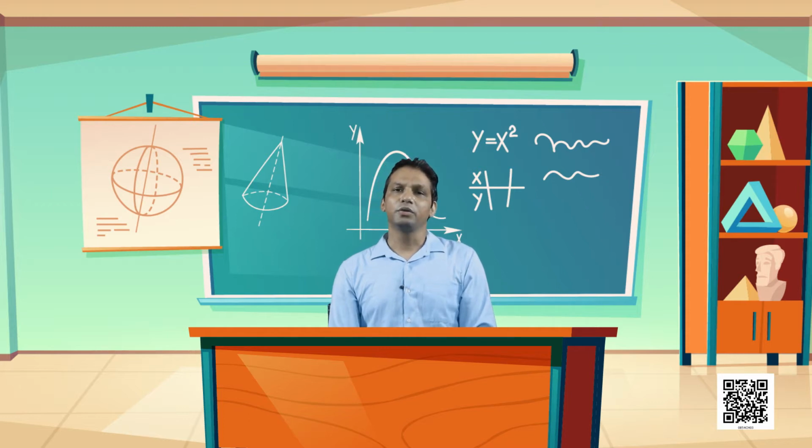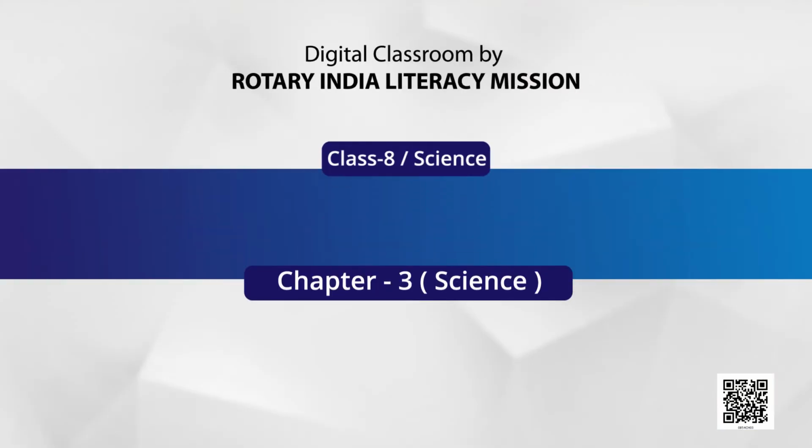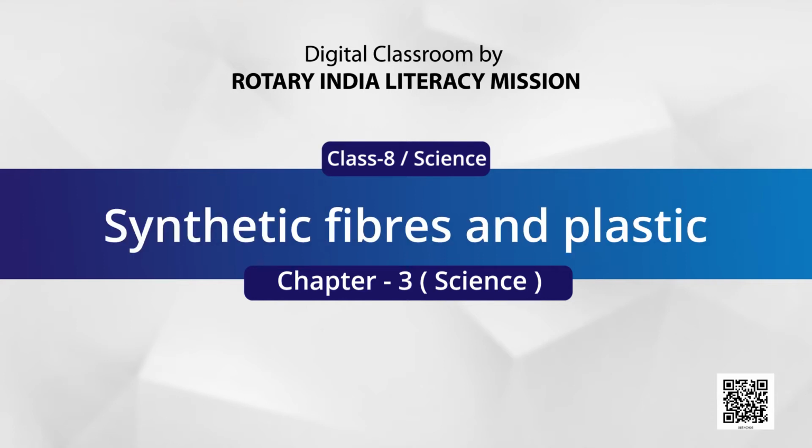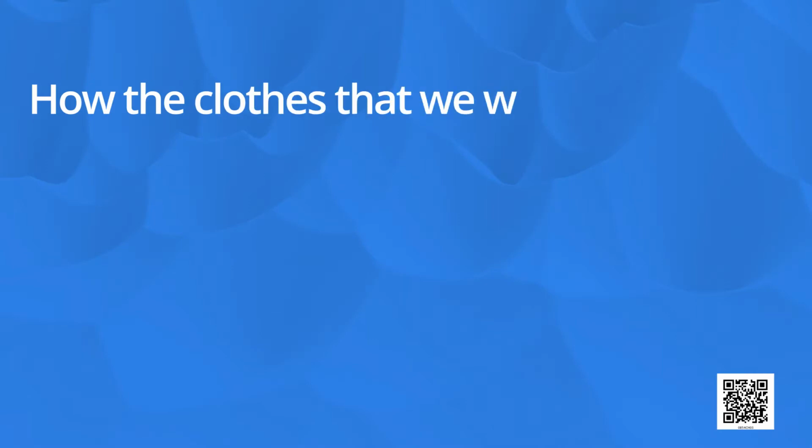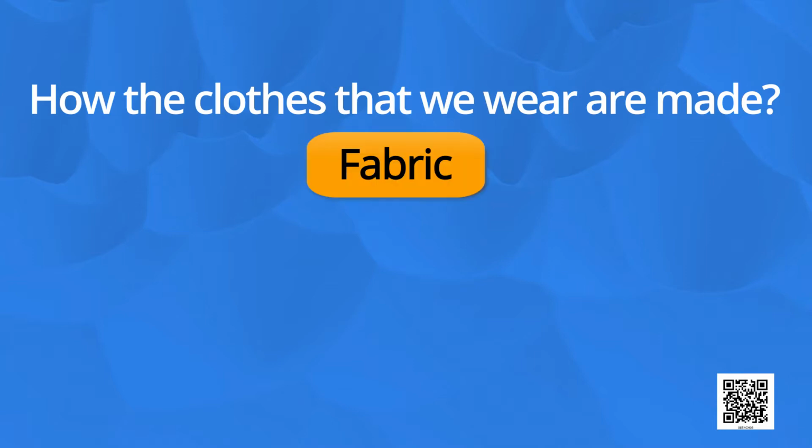Today we are going to take chapter number 3 of class 8 science, synthetic fibers and plastic. Before starting the chapter, let me ask you a few questions. Question number 1. Can you tell me how the clothes that we wear are made? Yes, the answer is right. The clothes that we wear are made from fabric and fabric is made up of fibers.